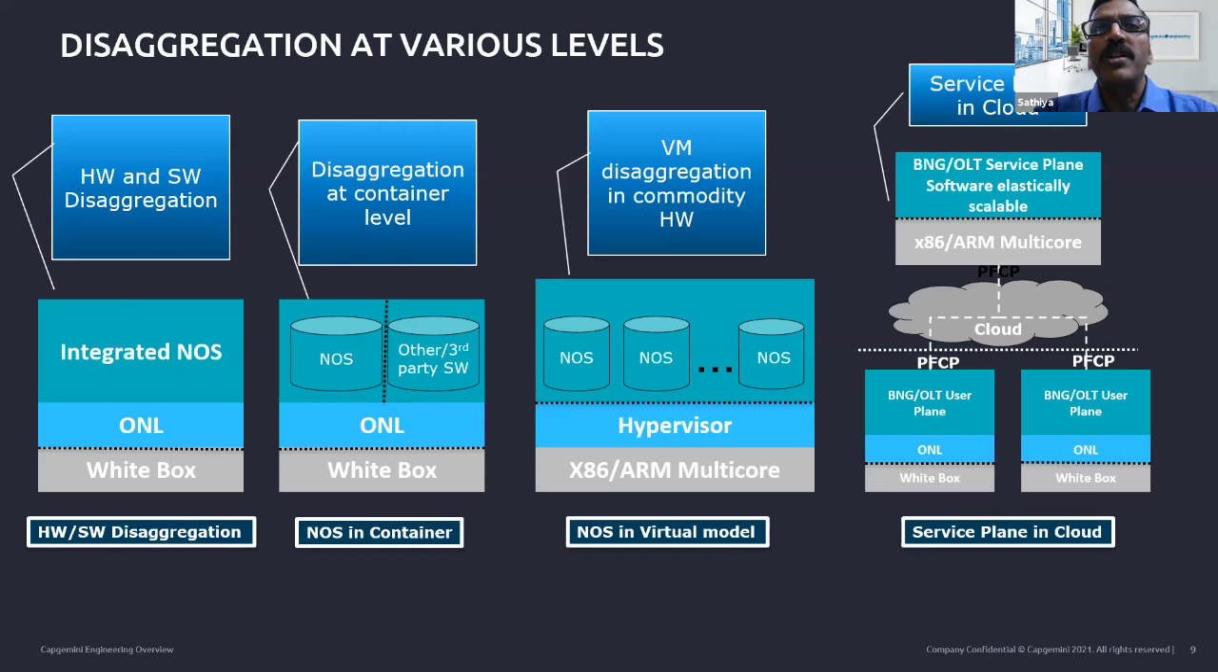The fourth model shows disaggregation of different pieces of NOS, that is, where the service plane runs in a server or cloud and interfaces with the physical hardware, the white box, through a well-defined API. This model typically fits into the BNG and OLT deployments predominantly.